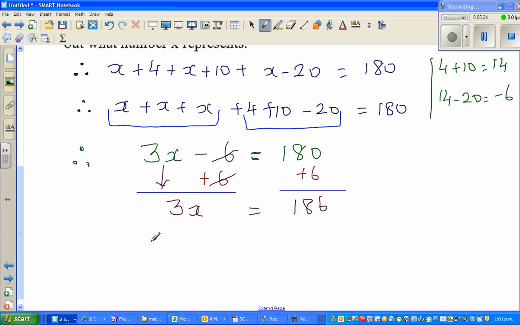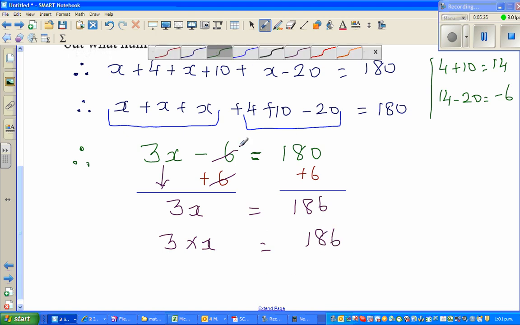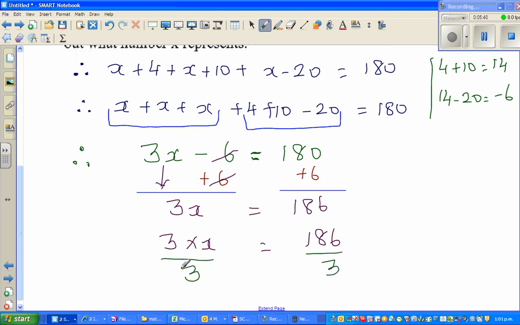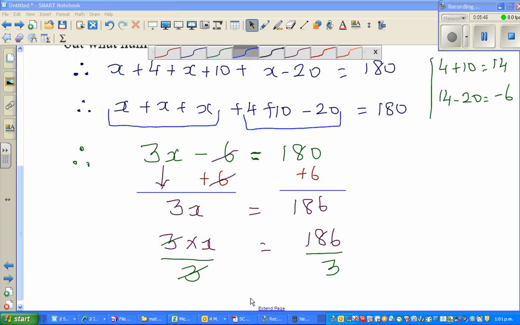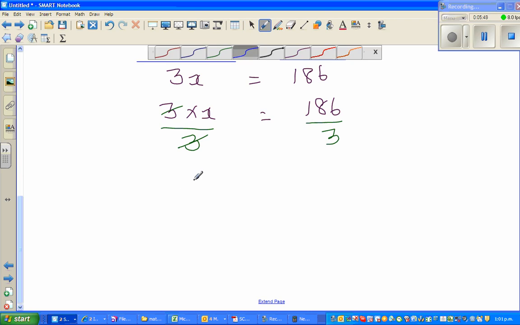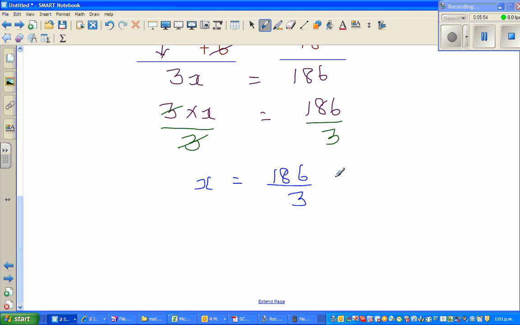Okay, now when you have 3x, this means 3 times x is equal to 186. Here I want to get rid of this 3. So I have to divide this side by 3, and I have to divide this side by 3. So this 3 and this 3 get cancelled. So x is, let me do it without the calculator, you can use the calculator, 186 divided by 3. This is the same as 180 plus 6 divided by 3.